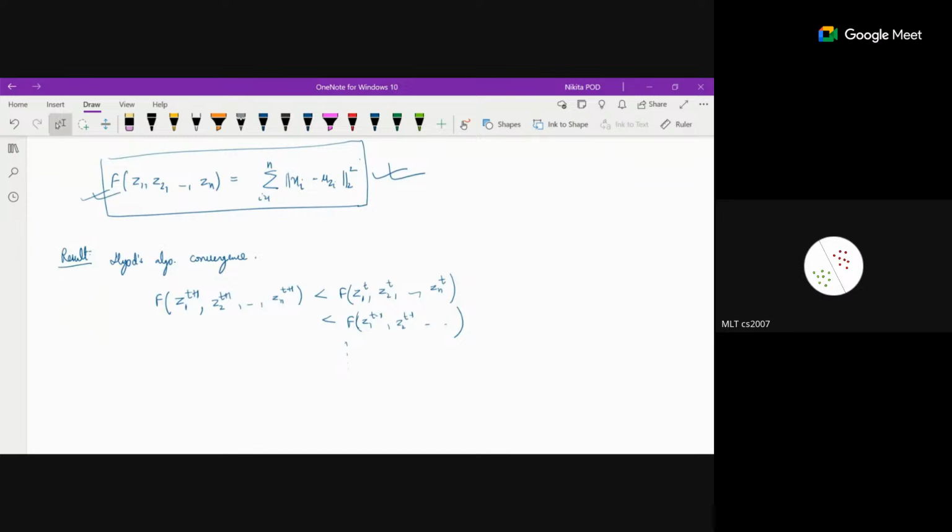So if it is reducing and there are only k to the power n possibilities that we can have, then at some point this partition will have to exhaust, right? Once it happens, we can say for sure that Lloyd's algorithm converges. So this is one reasoning that we can provide, that the objective function at every iteration is reducing.